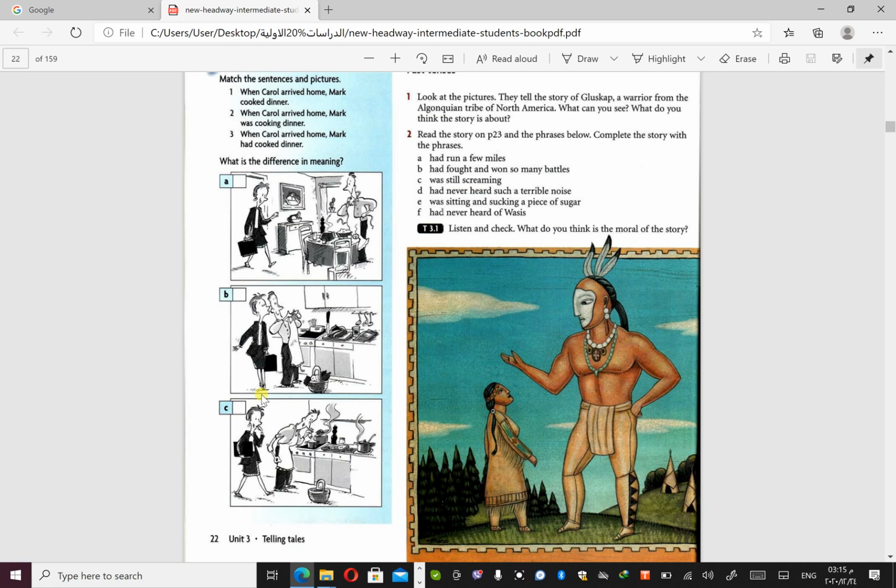Okay, while number 3, when Carl arrived home, Mark had cooked. دائما احنا نستخدم الباست بيرفكت. الباست بيرفكت استخدمها معناها الحدث انتهى من زمان، انتهى من زمان. يعني حتى لو استخدم مثلا على سبيل المثال انا مستخدم الحدث، طبعا دائما الباست بيرفكت لازم يربط لي ما بين two events or two actions. One of the actions happens in the past, okay, in the past.